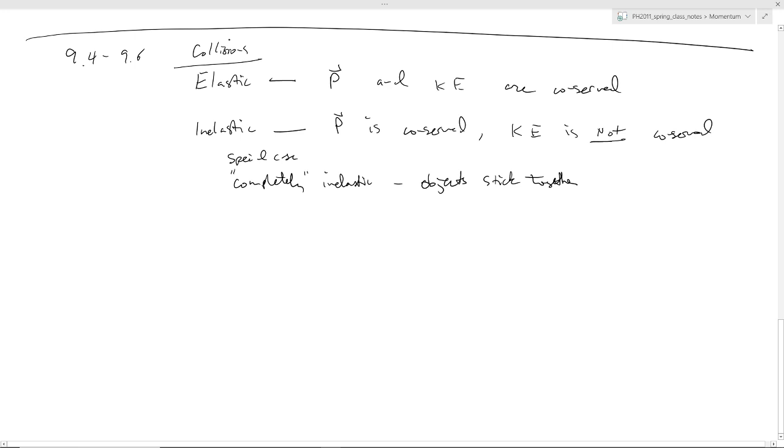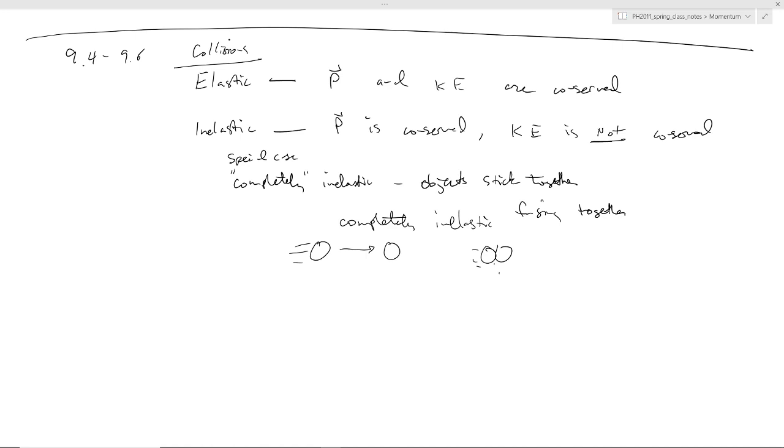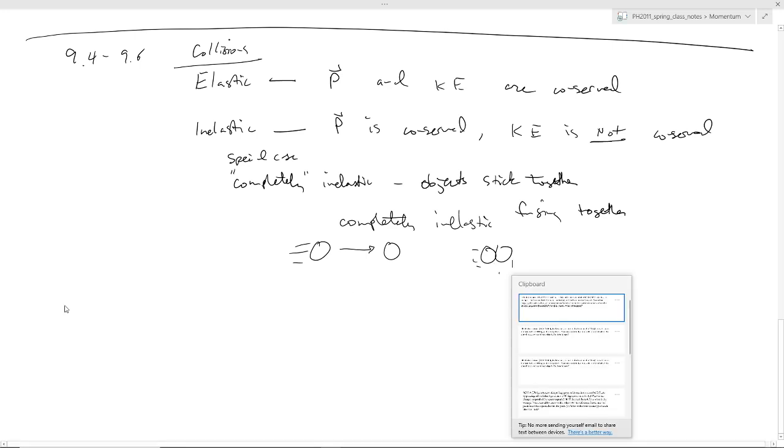The objects stick together. If you want to think of that as fusing together, that's a good way to think of it. It's basically you have two objects, they whack into each other, and you end up with something where they're connected. It turns out that a lot of times these completely inelastic problems are a lot simpler because you only have one object to follow after the collision.